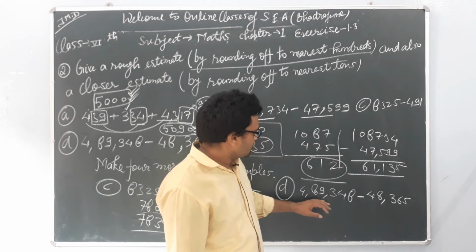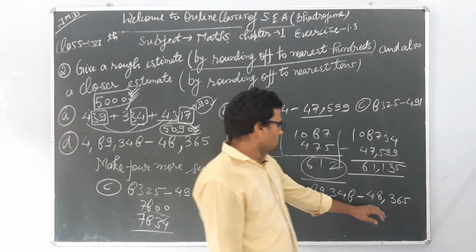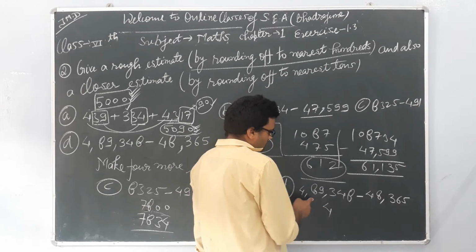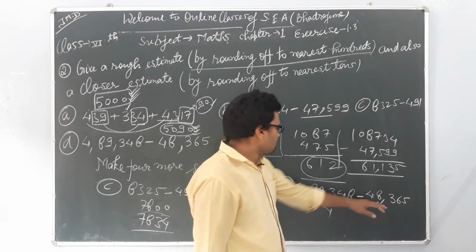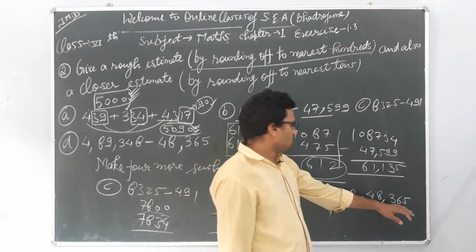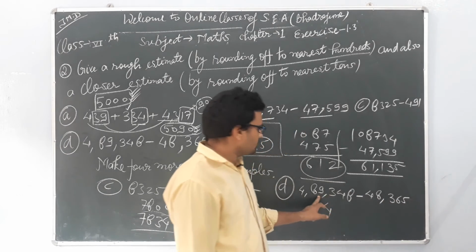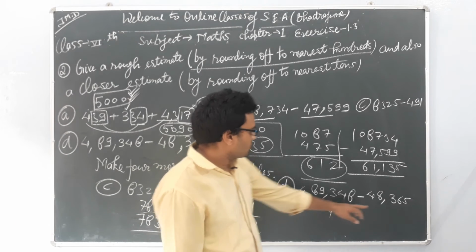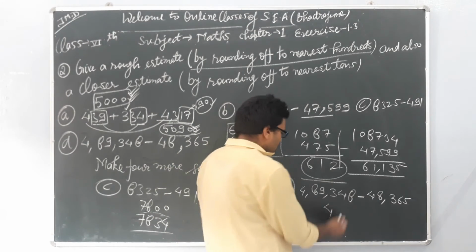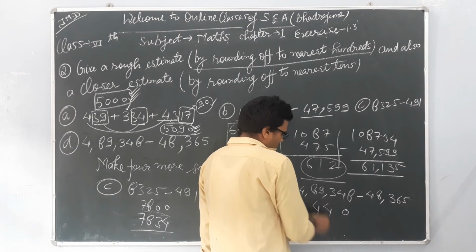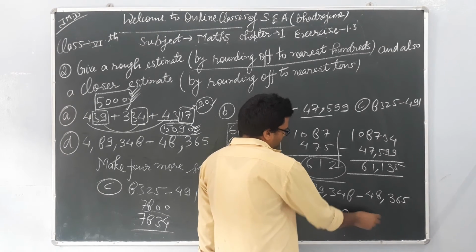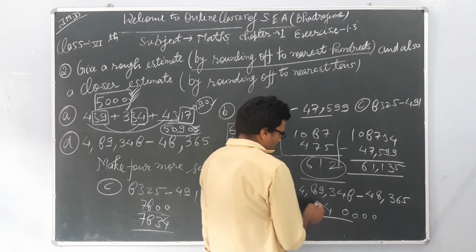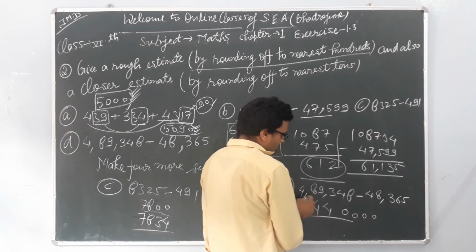This is 4,89,348, this is 48,365. So what we will get is 4 lakh. Listen, when 48 is subtracted from 89, but this number is less than this, so we will take only 88, not 89. So when we will subtract 48 from 488, then what we will get? 0, 4 and 4. This is nearest hundreds or thousands.